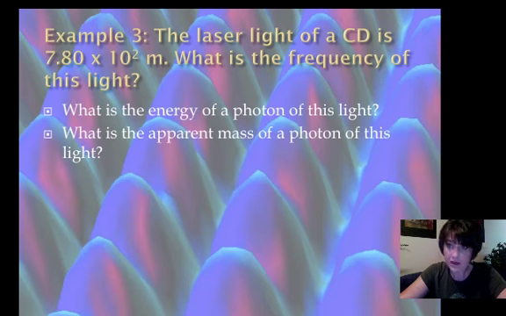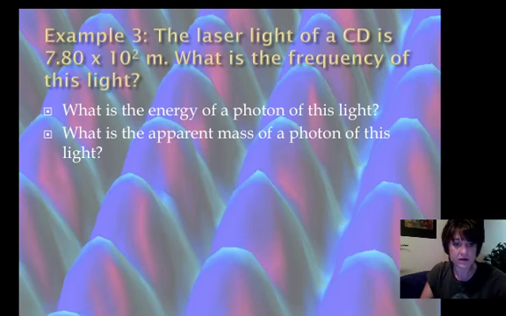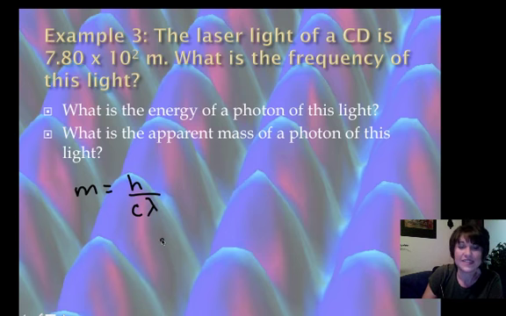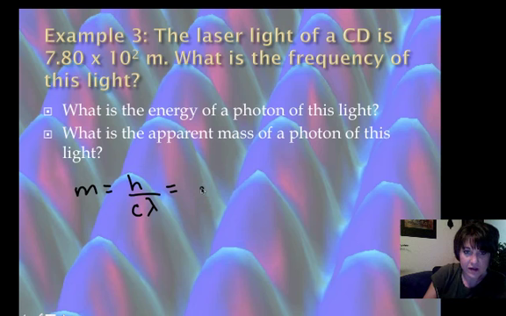What is the apparent mass of a photon of this light? Okay, apparent mass. And we just got this calculation. It's Planck's constant times frequency, speed of light, what is it? Sheesh. I'm peeking at my cheat sheet. There we go. The apparent mass is Planck's constant divided by the speed of light times the wavelength.